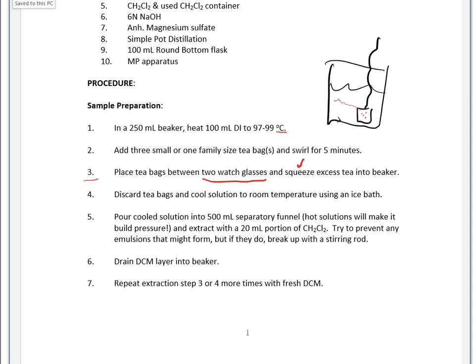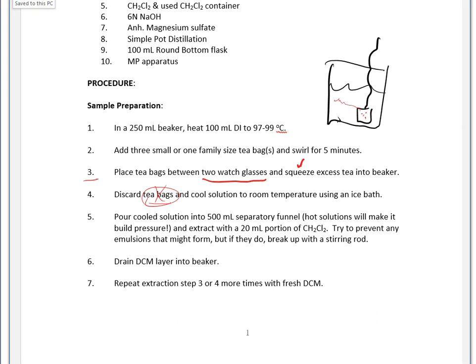Number 4 says, now that you're done with the tea bags, throw them away. We don't need them anymore. And then we're going to cool this solution. It says if you're really in a hurry, you can put it in an ice bath and let it cool very quickly. Or if you're not in a hurry and maybe you're doing something else in our lab, that's perfectly okay. Let it cool down to room temperature on its own.